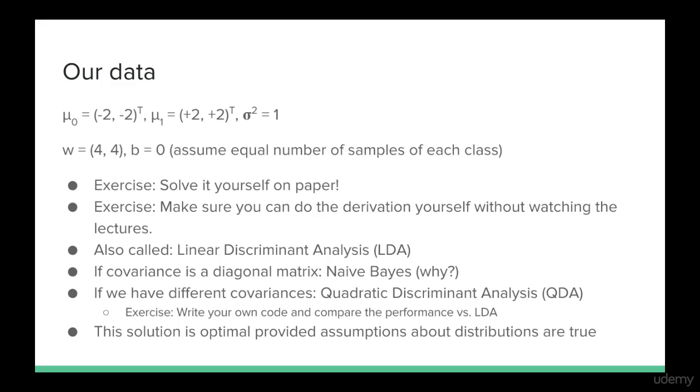If we have different covariances, note that the quadratic terms would no longer cancel out. As an exercise, you might want to try deriving this quadratic solution yourself also. This is called quadratic discriminant analysis, or QDA. Also try writing your own code for QDA and comparing its performance against LDA. Finally, we should note that this solution is optimal, provided that the assumptions we made about the distributions are true. Generally speaking, they're not, so we would want to use gradient descent, which is more generally applicable.